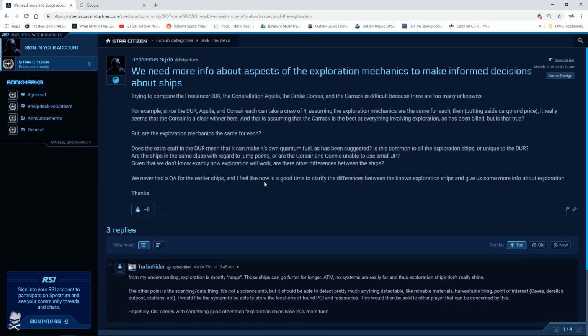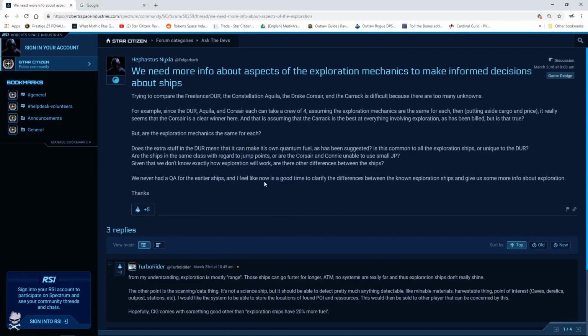All right, Hephaestus Nixia: We need more info about aspects of the exploration mechanics to make informed decisions about ships. Trying to compare the Freelancer Durr and the Constellation Aquila, the Drake Corsair and the Carrick is difficult because there are too many unknowns. For example, since the Durr, the Aquila, the Corsair each can take a crew of four, assuming the exploration mechanics are the same for each, then putting aside cargo and price, it really seems that the Corsair is a clear winner here. Not really.